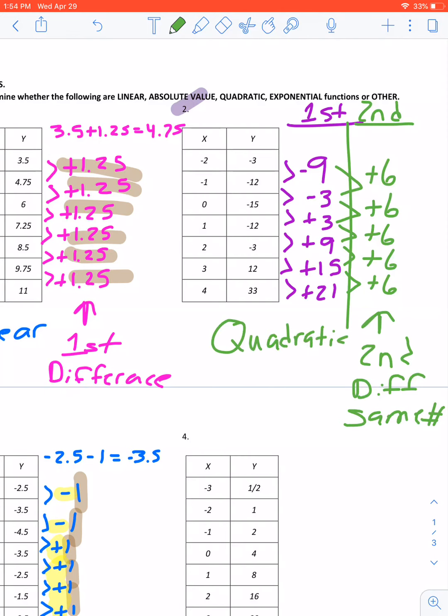If I was going to graph number 2, it would turn into a U. So if I was going to graph this, it would turn into a U. Okay? So that's how you find a quadratic.